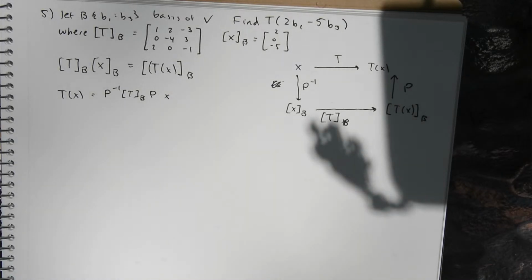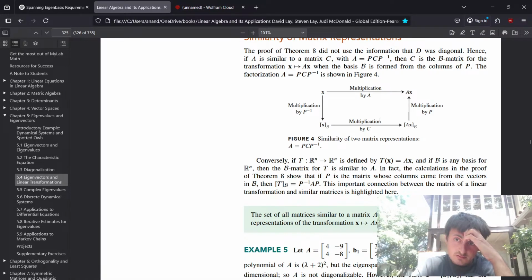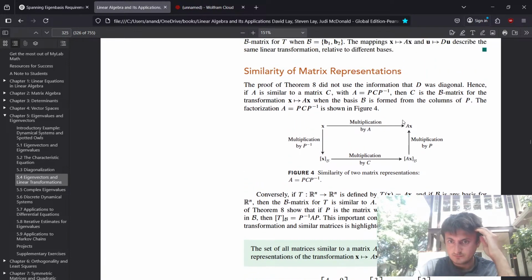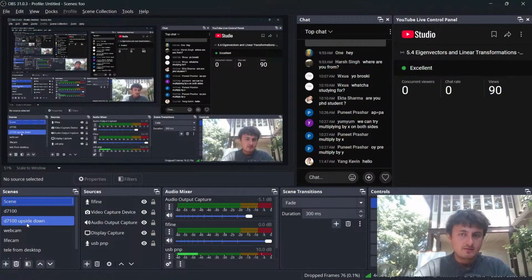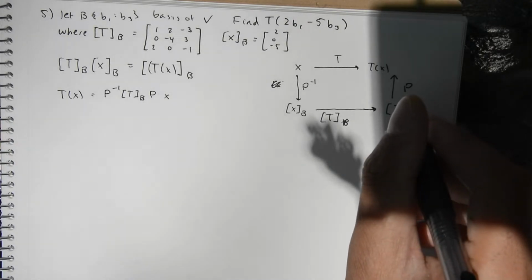I don't know if that's correct, but I think it's right. But maybe I'm confusing something. No, yeah, that's right. C is the B matrix for the transformation. So we have the right diagram, but we don't have P.